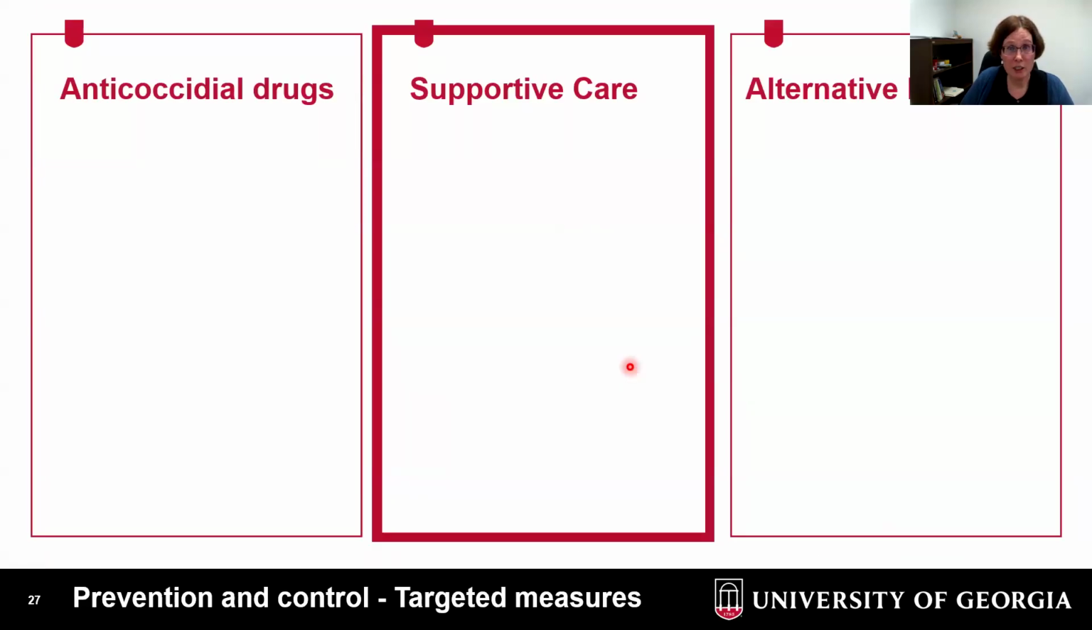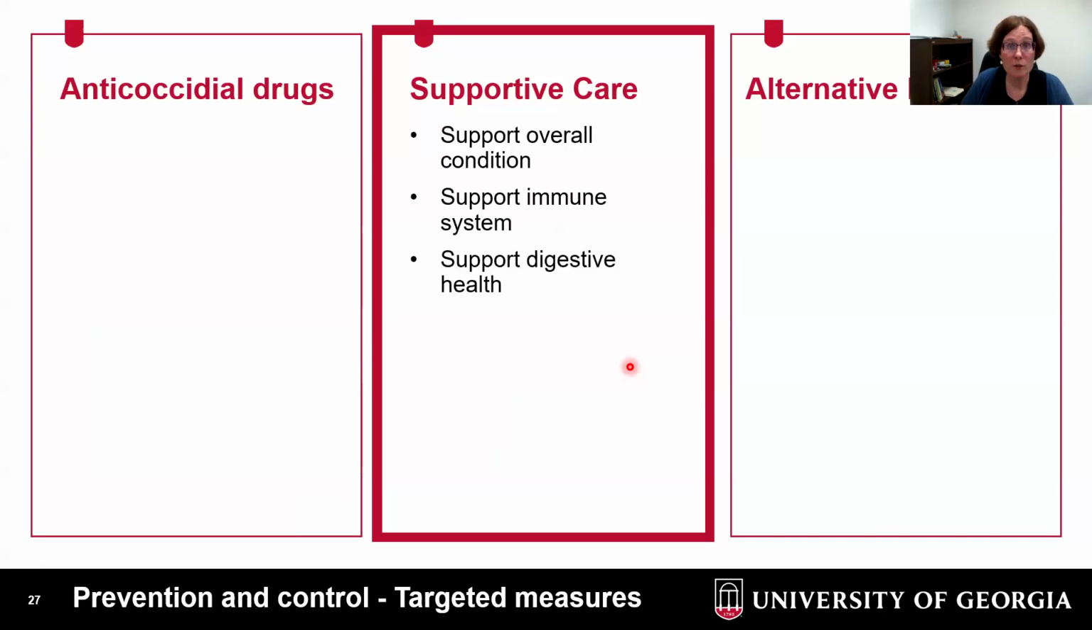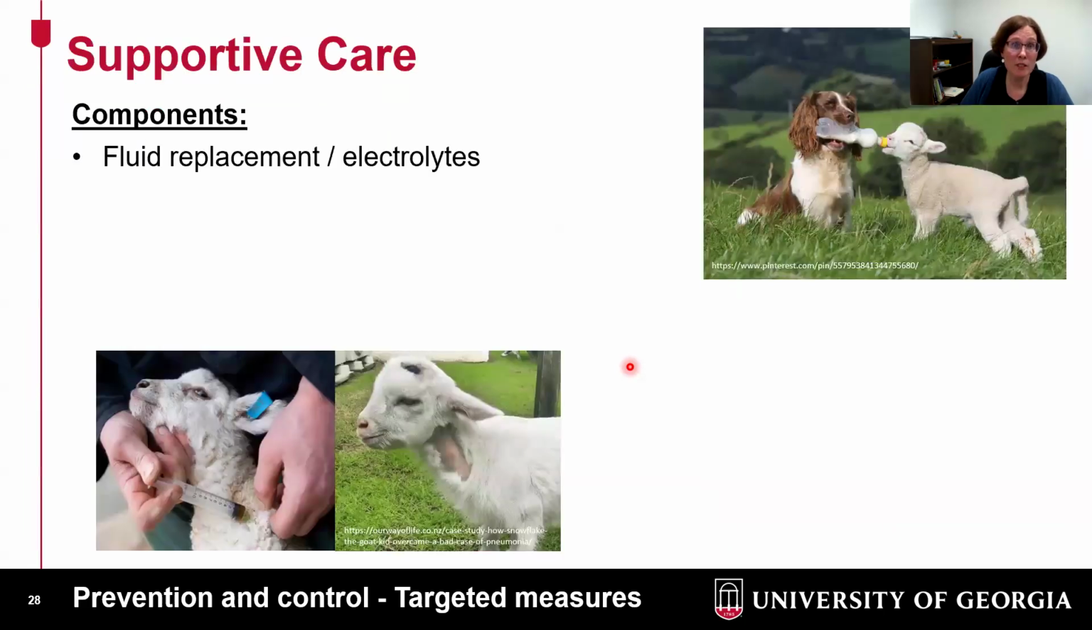Then just to touch on the last two portions of the targeted treatment, so supportive care. So you want to support the animal's overall condition so they can recover. You want to support the immune system so they are protected against the next round of infection, and also digestive health so you don't lose out economically. So components of that obviously are fluid replacement.